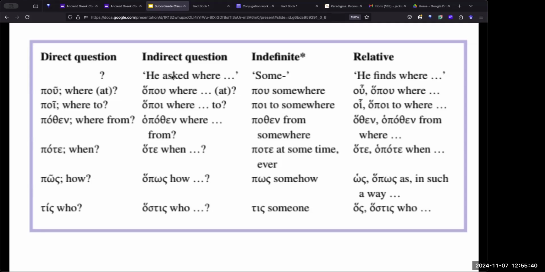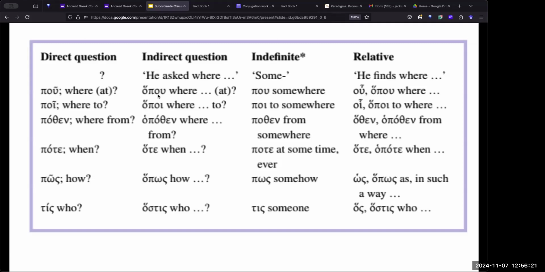Where, right? Who, right? So he asked where, and so he's saying, okay, this is the question, this is the indirect question, this is the indefinite pronoun, and then the relative pronoun that would go with it, right? So they're all, notice, related. So pu is where or at where. The indirect question, you can use the regular, we've seen that they do use just pu, but officially you would use hopu, right? So which is the indirect question pronoun that goes with who.